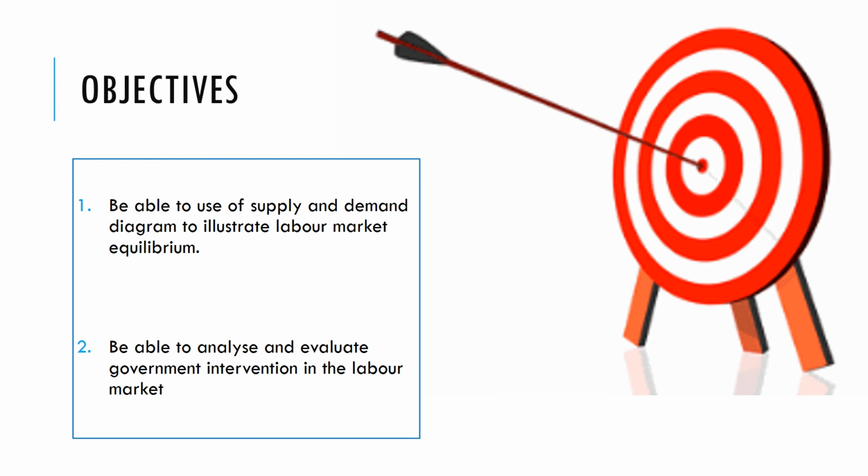So in this video, we've looked at supply and demand of labour, how that can illustrate market equilibrium in the labour market. And we've also looked at government intervention, which is mainly focused around national minimum wage, the case for and the case against.